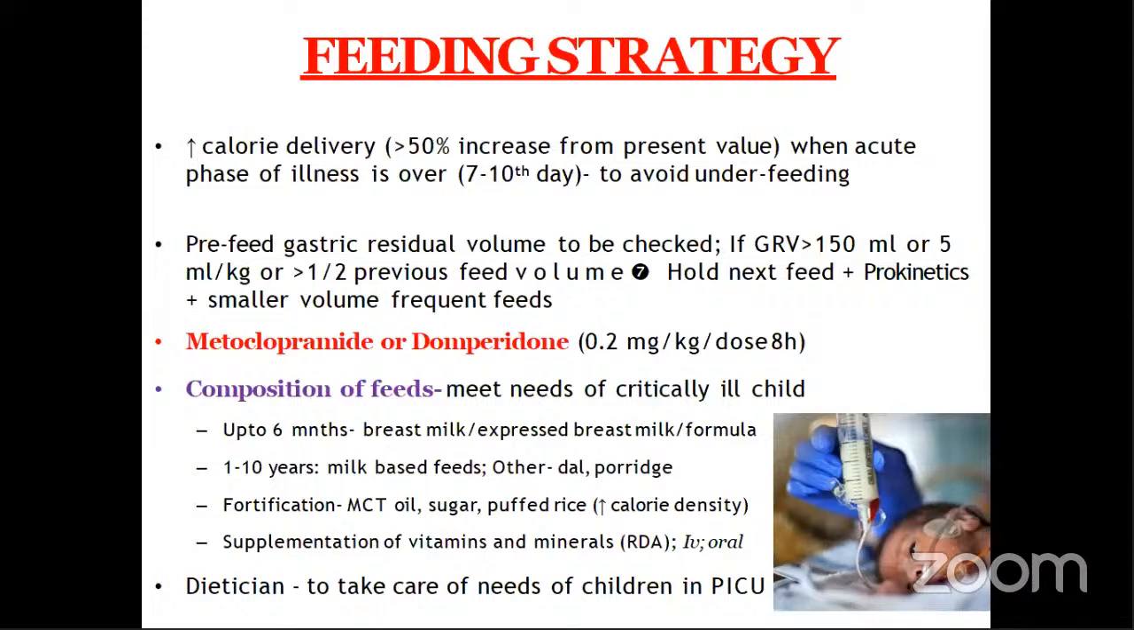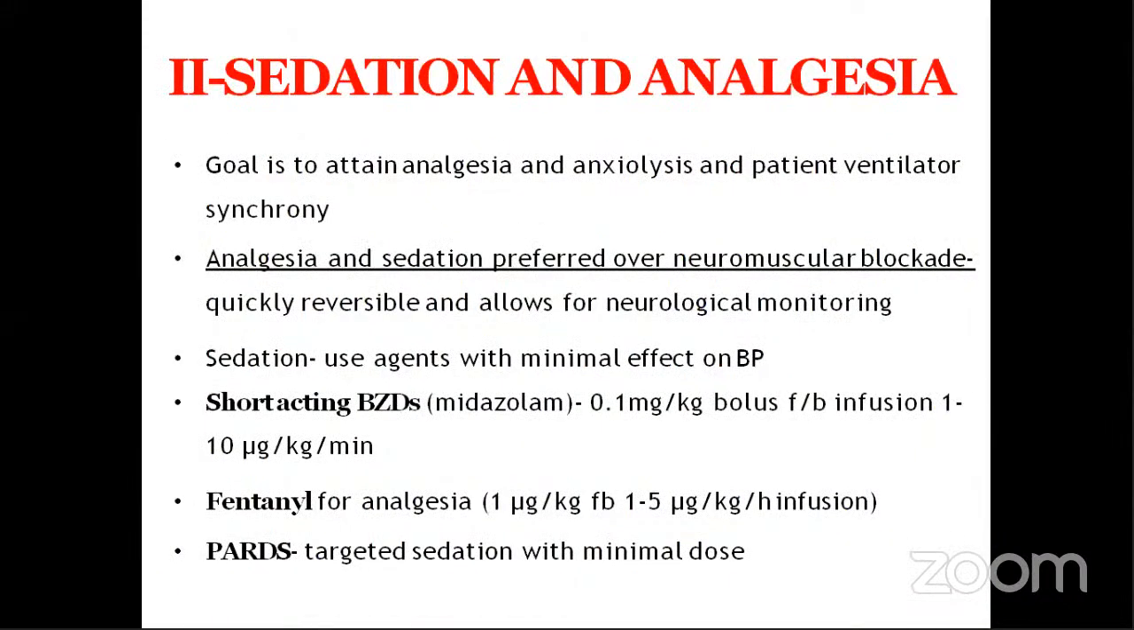Care has to be taken for supplementation of vitamins and minerals and recommended daily allowance, either IV or orally. You can even take the help of a dietitian to take care of the needs of children in PICU. Once the acute phase of illness is over, that is by 7th to 10th day of illness, we have to increase the calorie delivery to more than 50% from the present value in order to avoid underfeeding and thereby ensuing malnutrition. Okay. Next, we'll talk about sedation and analgesia.